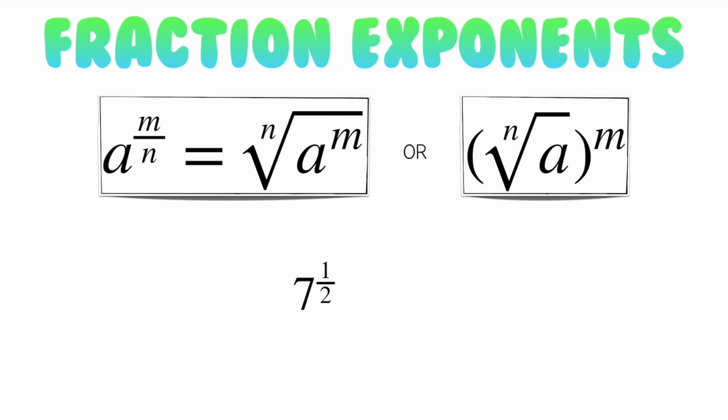So if you take 7 to the power of 1/2, this 2 acts as a square root, so you get the square root of 7. Or if you have 5 to the power of 2/3, the 2 just acts as the normal exponent, and the 3 acts as a cube root.